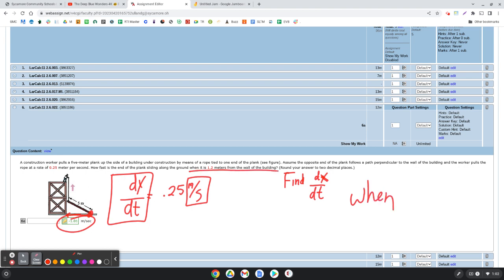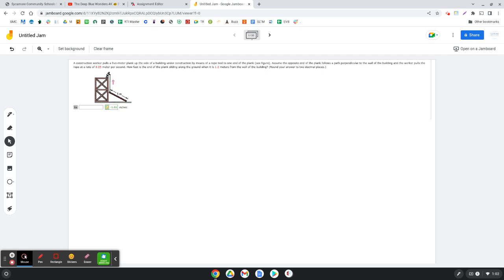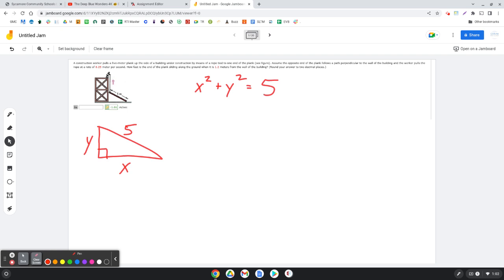So we're trying to solve for dx/dt when it's 1.2 meters from the wall. So when x equals 1.2. Okay? So I've got this. Now I've got more room to work. What's the situation? I got to come up with an equation. All I know is that that's a right angle and that this is 5. So we'll call this y. We'll call this x. And we're just going to say x squared plus y squared equals 5 squared. That's how they're related to each other.